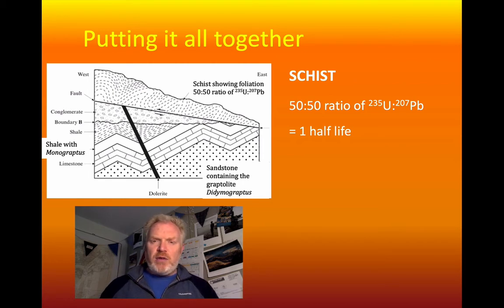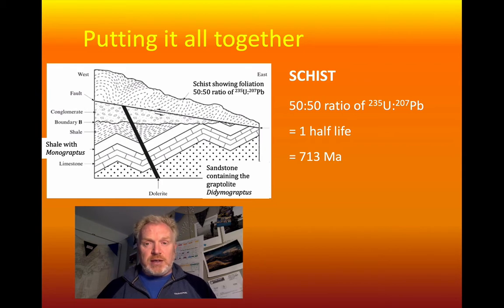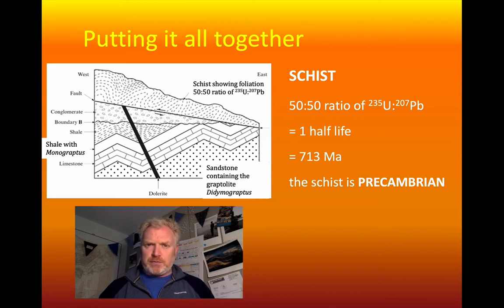So if we look up the half-life of uranium-lead, we find it's 713 million years. Now, that puts us firmly back into the Precambrian period. So that schist must be Precambrian. That's quite old. But we need to think about what we know about the age of these other beds in the sequence.